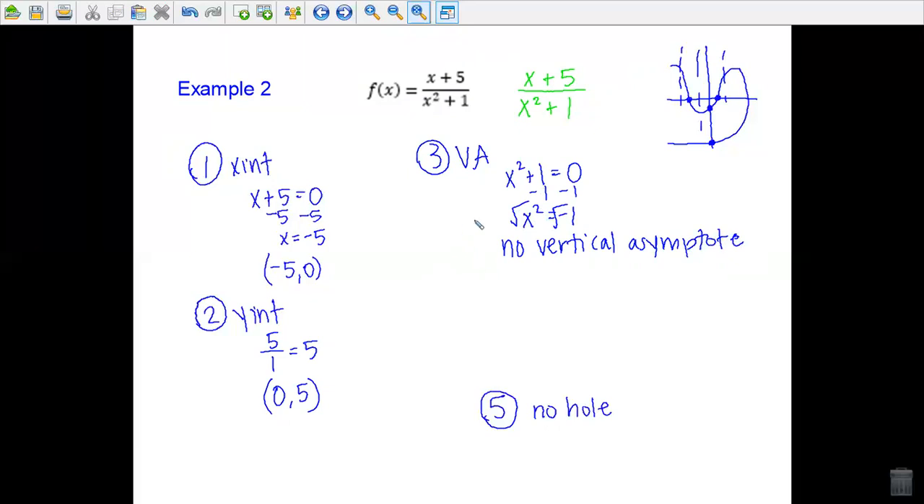If you think about it, if I plug a positive or a negative number into x squared, it's going to end up as a positive number. So if I take a positive number plus 1, I'm getting more positive, so I'm never going to have 0 in the denominator.